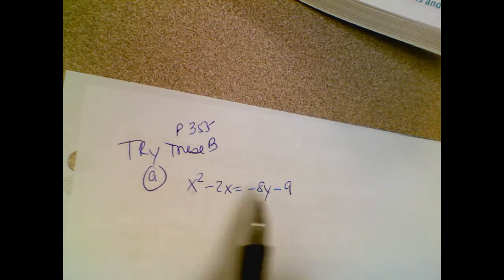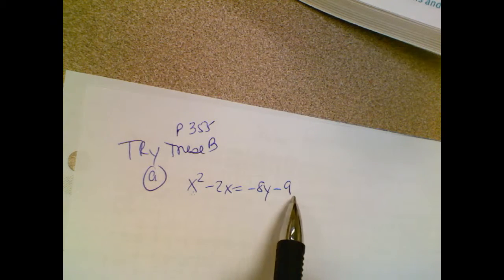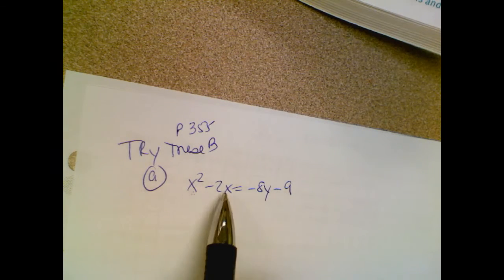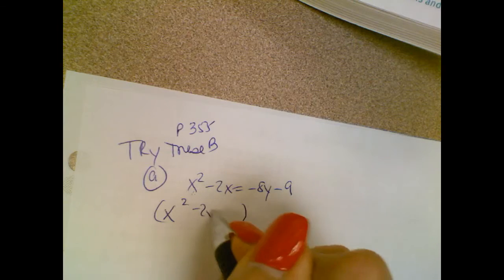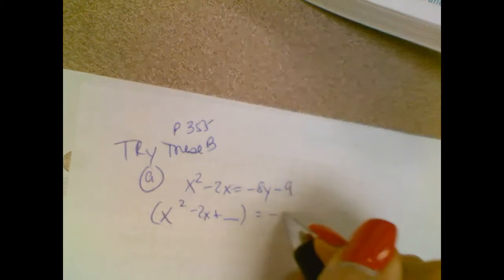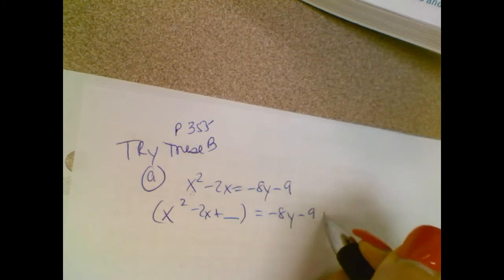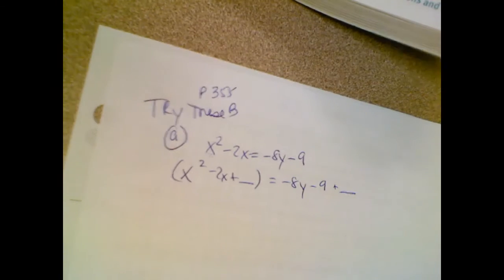Well, in this problem, that's good because everything has already been moved to the other side. So we have both x terms, and that's what we want. We don't want any other term over here right now. So we're going to set up a trinomial. Blank space, and we're going to rewrite everything over here with another blank space, like this.